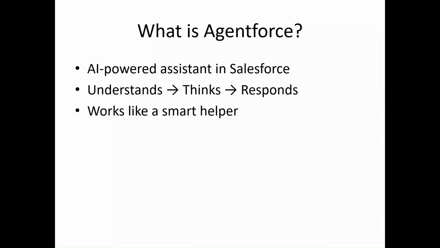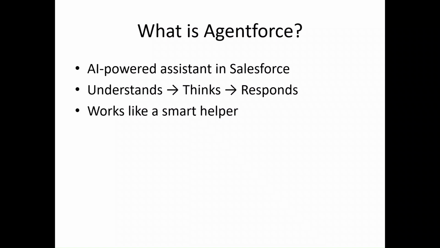For example, let's think the customer says, I didn't receive my order. A normal system may just store this as text in Salesforce, but the agent can understand that it's a delivery issue, then check the order details in Salesforce and respond with the correct status. So it behaves more intelligently.